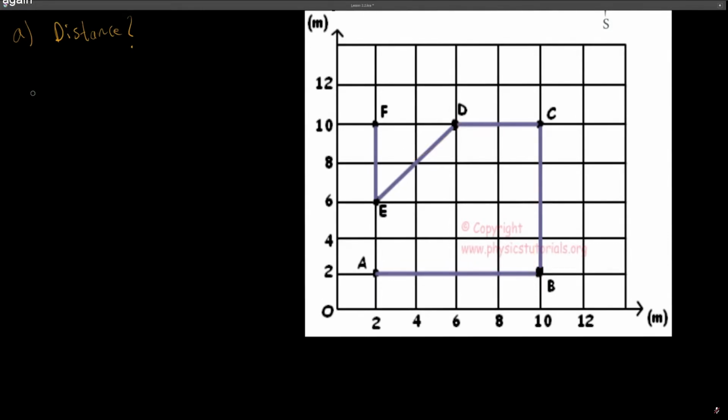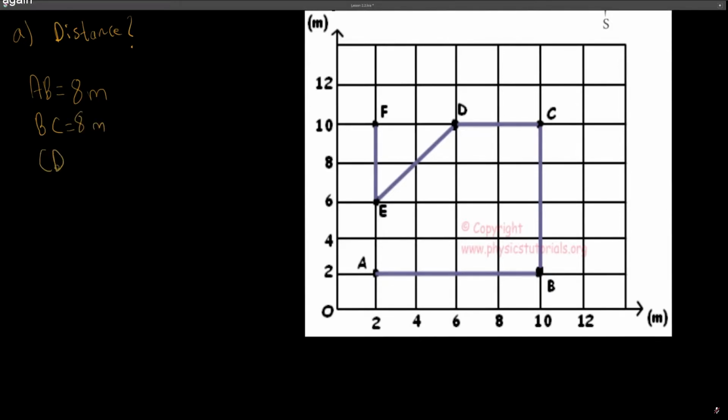So from A to B, it's equal to 2, 4, 6, 8. So 8 units, or 8 meters here. Then from B to C it's equal to 2, 4, 6, 8 as well.